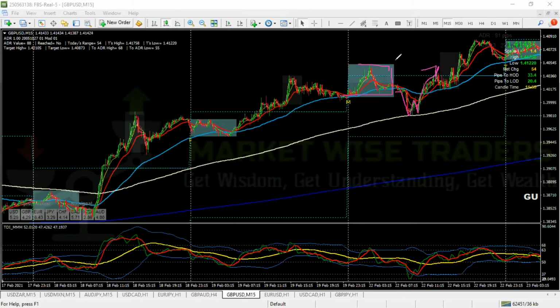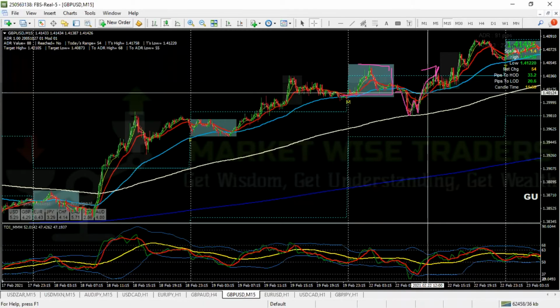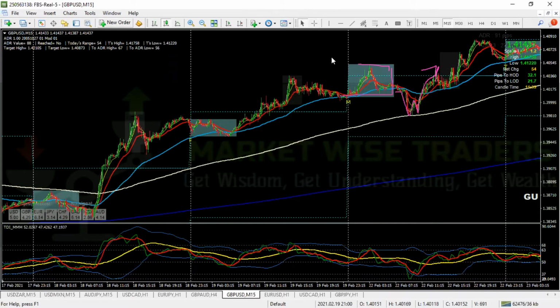Let's see how many pips you would have got here. If you would have entered even anywhere there. Stop loss about 40 pips. Take profit could have been even 50. But he went even further to 70 plus. Okay. So far we've seen a type 3, a type 1.